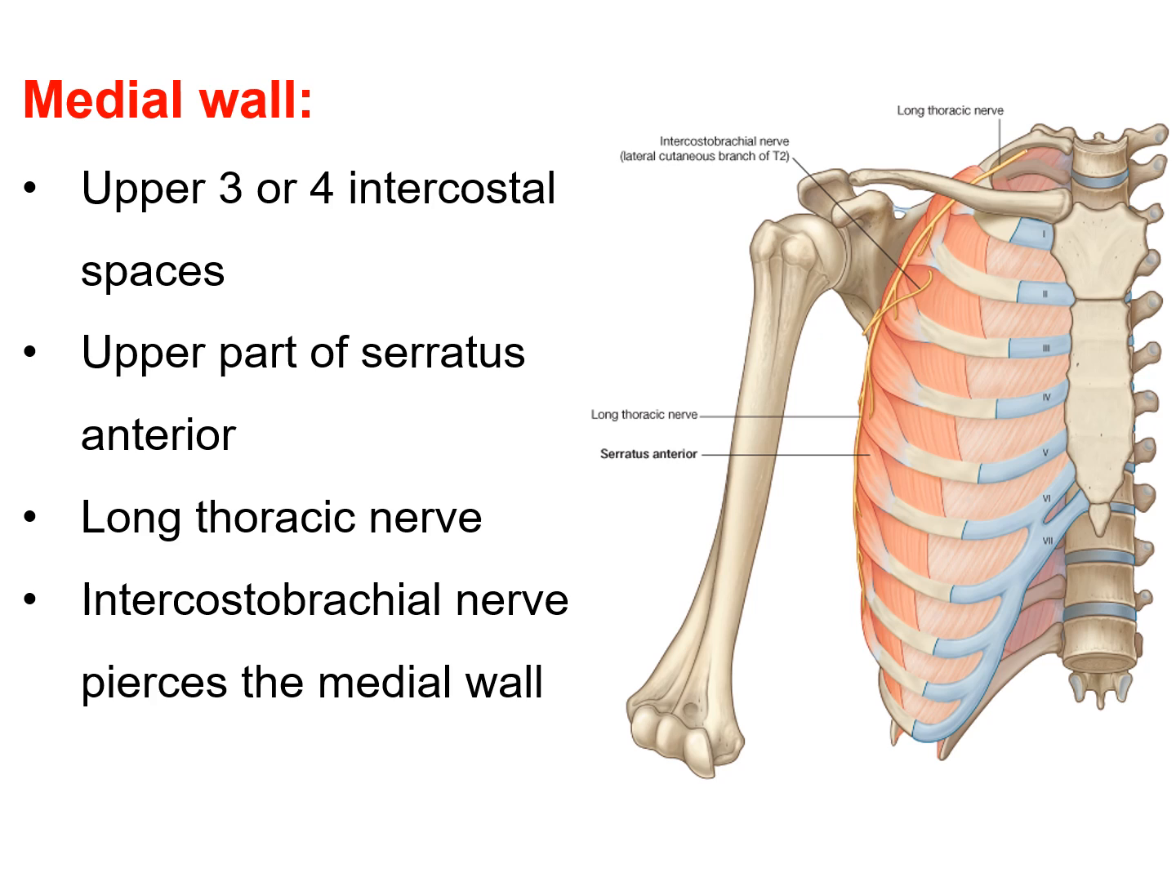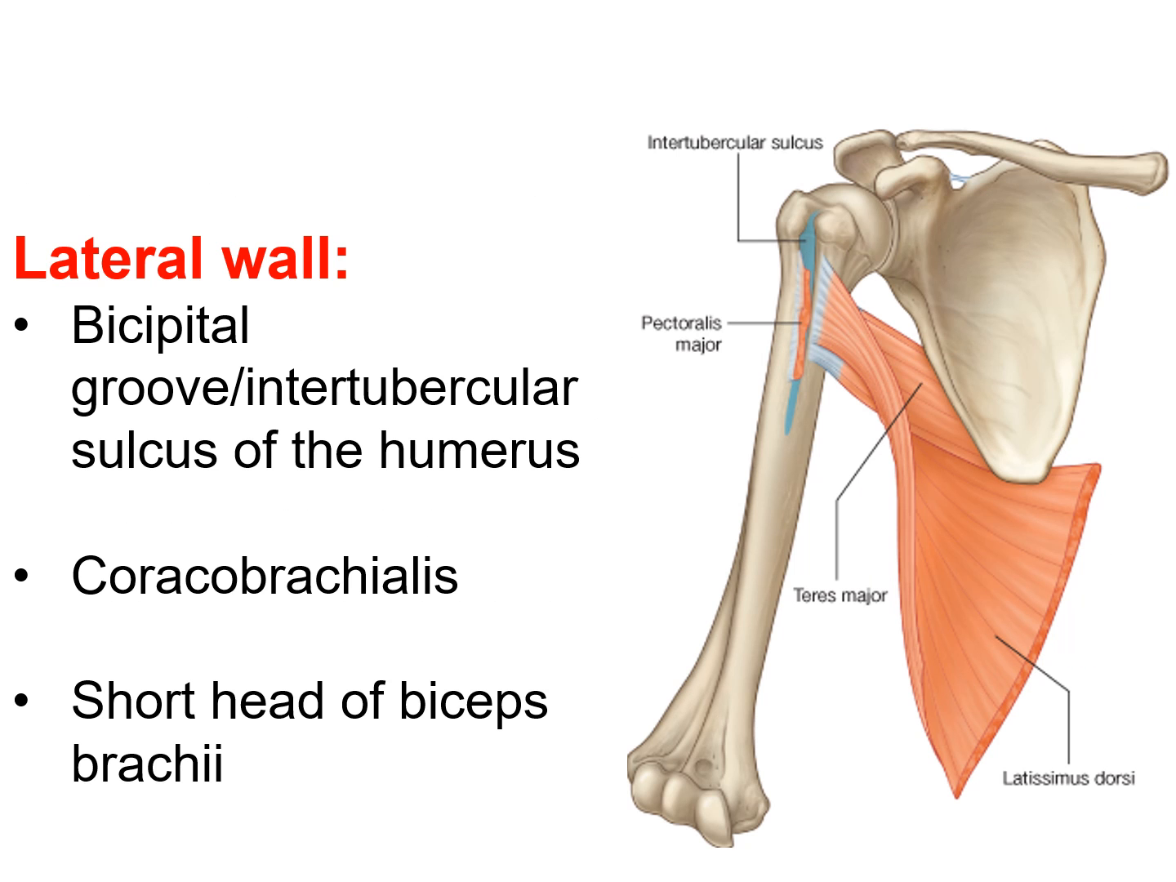brachial plexus, and then coming off to send direct branches into the spaces to supply the muscles within the serratus anterior. And then you have the intercostobrachial nerve as well, which also forms part of that medial wall. So you can see the intercostal nerve, which is a branch of the long thoracic nerve, piercing the medial wall as well. Now we look at the lateral wall.